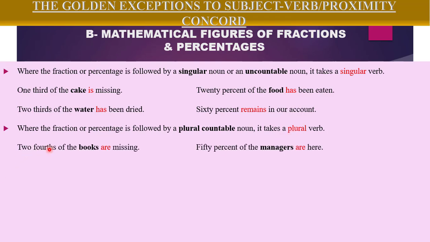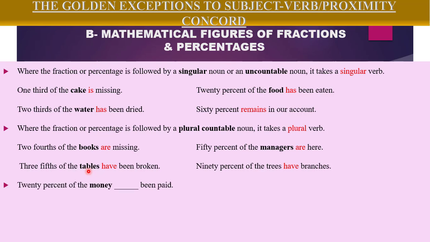For example, 2/4 of the books are missing. 50% of the managers are here. 3/5 of the tables have been broken. 90% of the trees have branches. So this is what you need to know about fractions and percentages as subjects. The verb you will select depends on whether we have a plural noun or an uncountable noun after them.